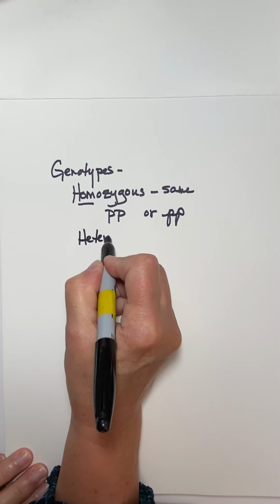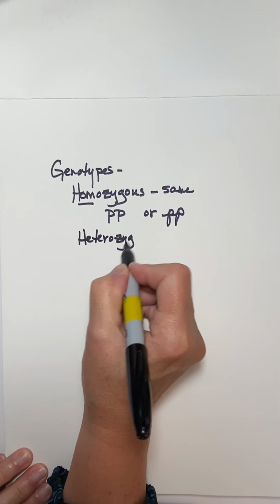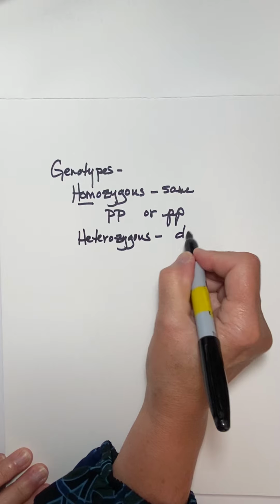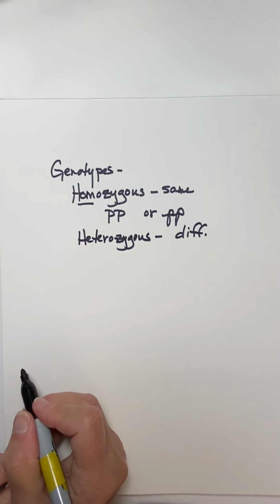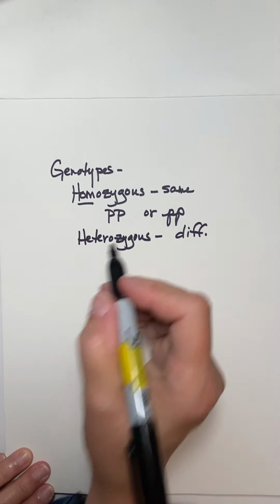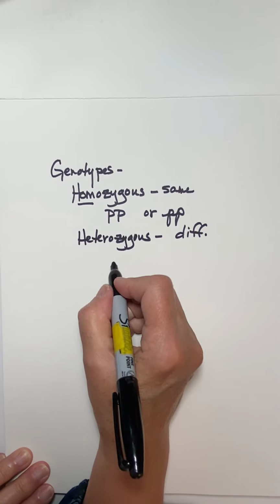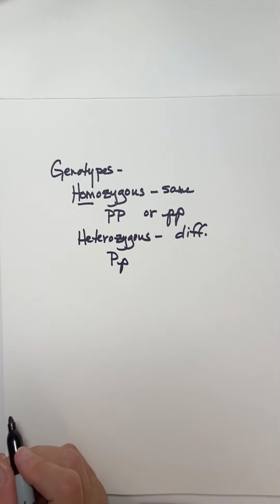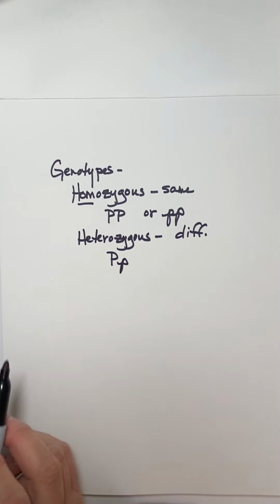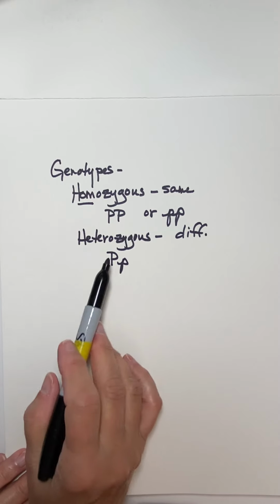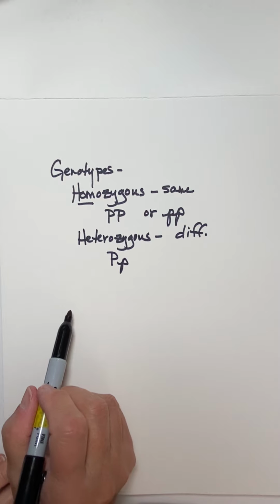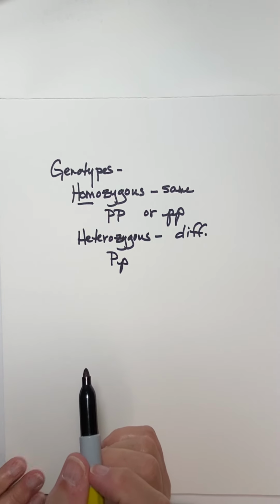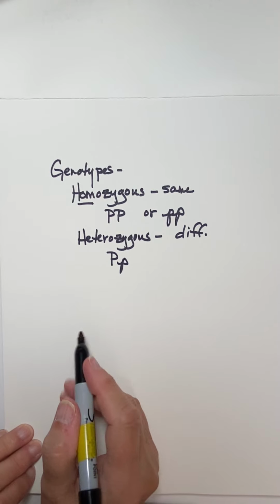If you have a heterozygous genotype, you have two different traits. So in this case, if we're using P's, you would have capital P and lowercase p, or big P, little p. Okay? You have two different versions of that gene. That is heterozygous. Okay, we've got some terminology out of the way.